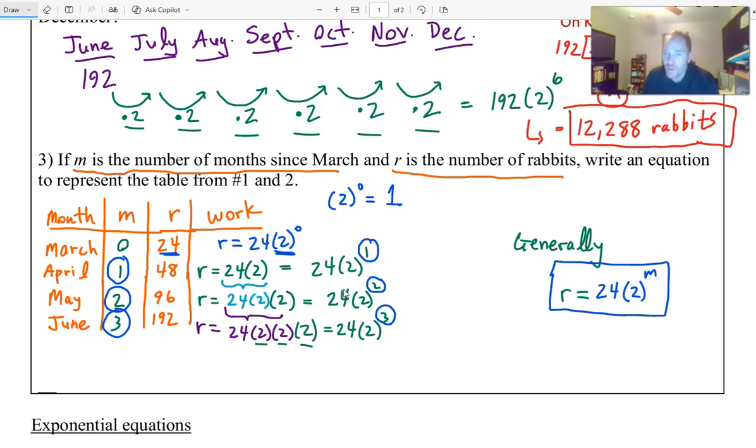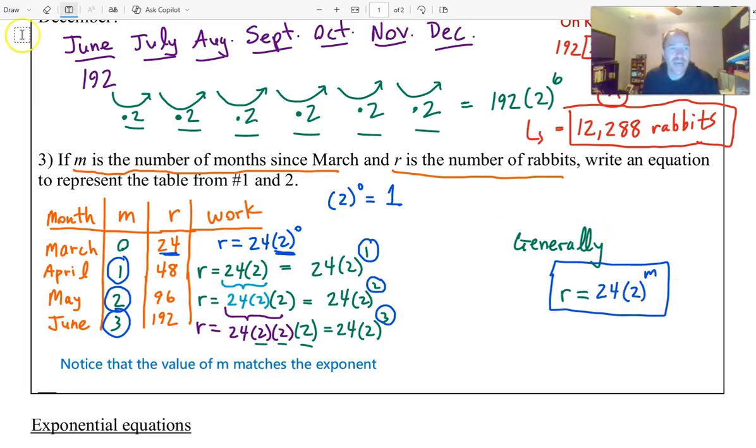So there's your equation. I have one more note before we move on here. I'll make a note about the months. The value of m matches the exponent. Okay, so there you go. Notice that the value of m matches the exponent. And then one other thing here. I boxed in this answer. R equals 24 times 2 to the power of m.